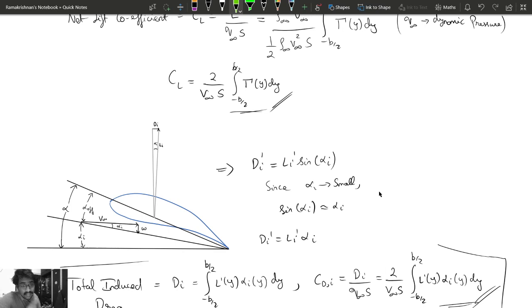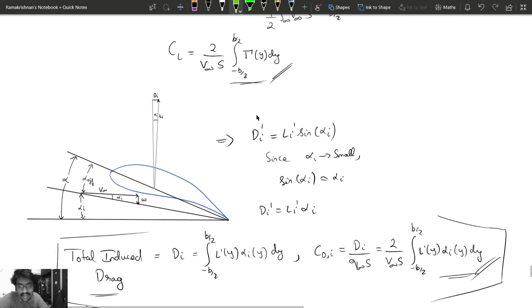S is the characteristic length, which is usually the span length, times the integral along the span of gamma of y dy, because gamma is varying along the entire span. It is constant along the vortex filament, but it is varying along the span.